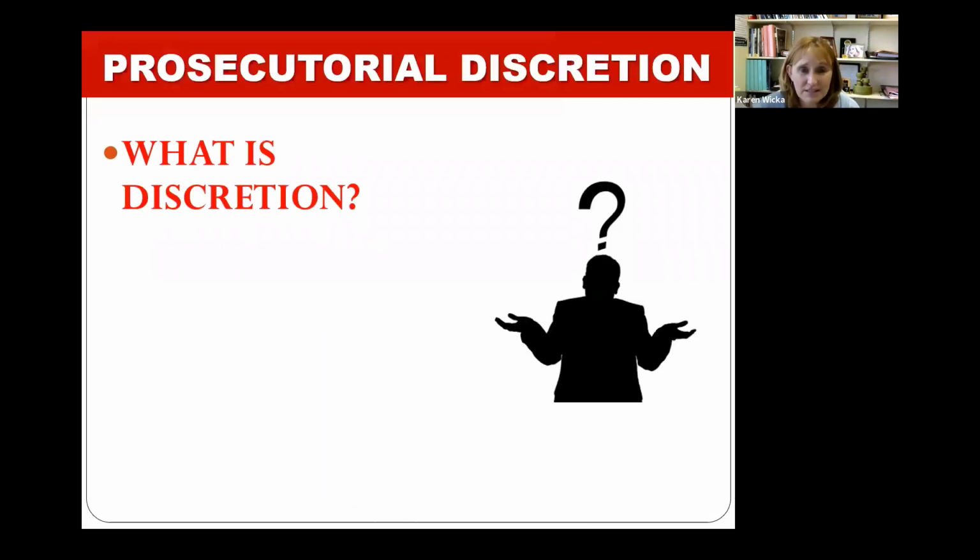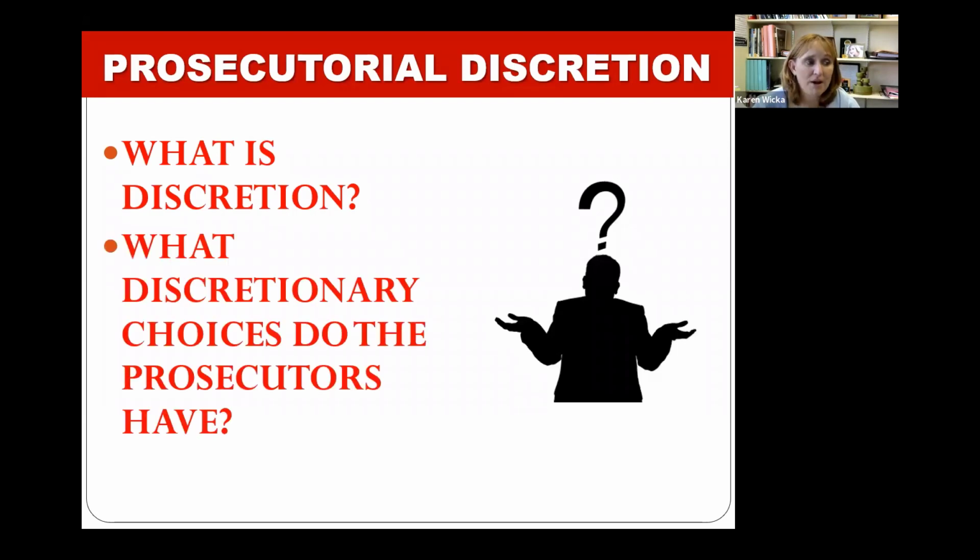Now, prosecutorial discretion. We talked a lot about discretion with policing. What is prosecutorial discretion? Well, prosecutorial discretion is the ability to make choices within the criminal justice system. So what discretionary choices do they get to make? Well, they really make almost all the decisions. That's why they are known as such a strong peacetime force.